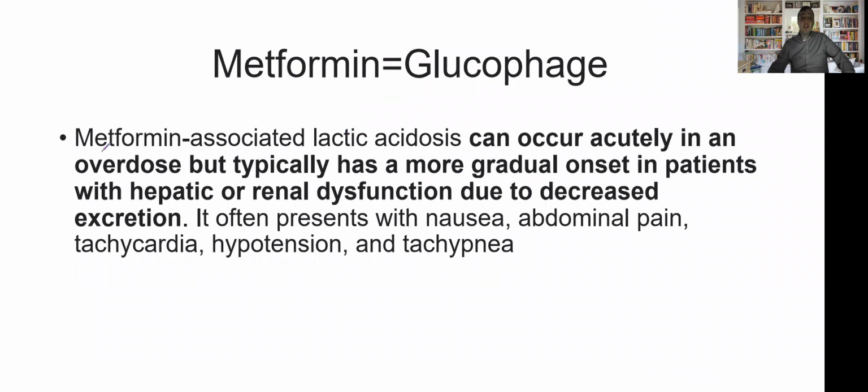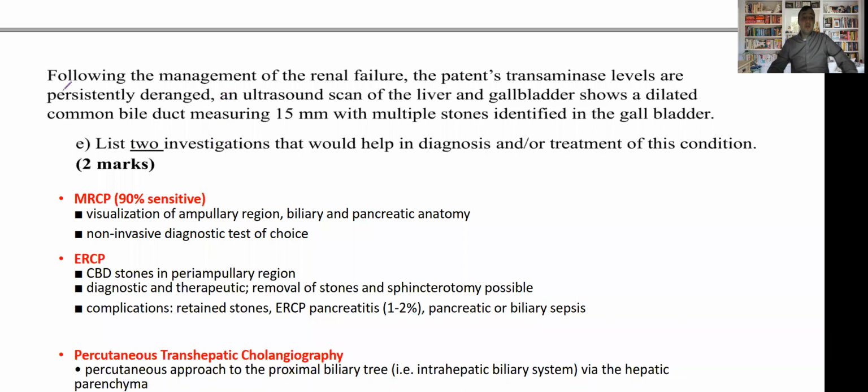justification. Metformin, glucophage, metformin associated lactic acidosis can occur acutely in an overdose, but typically has more gradual onset in patients with hepatic or renal dysfunction due to decreased excretion. And our patient has already renal and hepatic dysfunction. Let's move on to the next question.